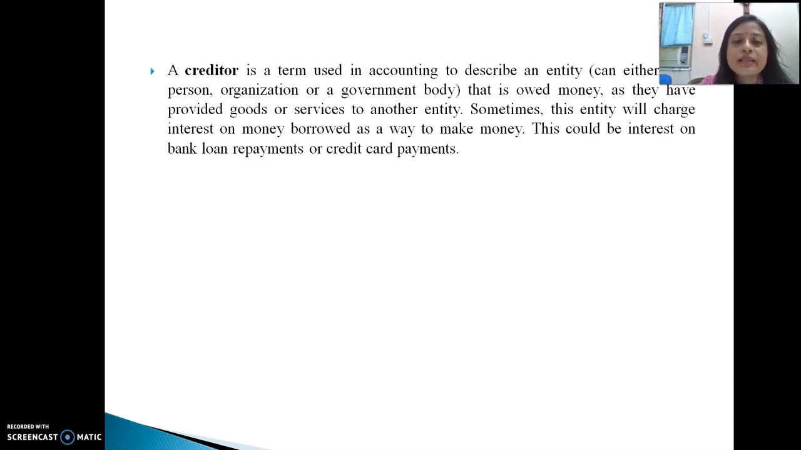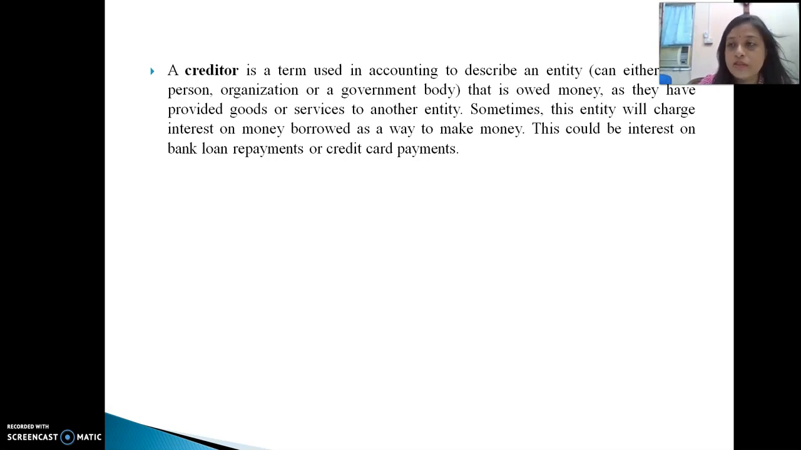A creditor is a term used in accounting to describe an entity, which can be a person, organization, or a government body, that is owed money as they have provided goods or services to another entity. Sometimes this entity will charge interest on money borrowed as a way to make money. This could be interest on bank loan payments or credit card payments.